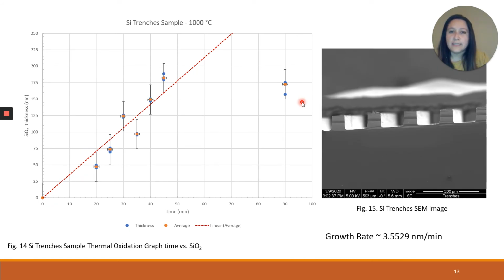This is an example of the trenches graph that I was able to create here. The growth rate is about 3.5 nanometers per minute, which is very similar to the planar sample, which is good. This shows that it is growing uniformly. I was using the NanoSpec 3000.